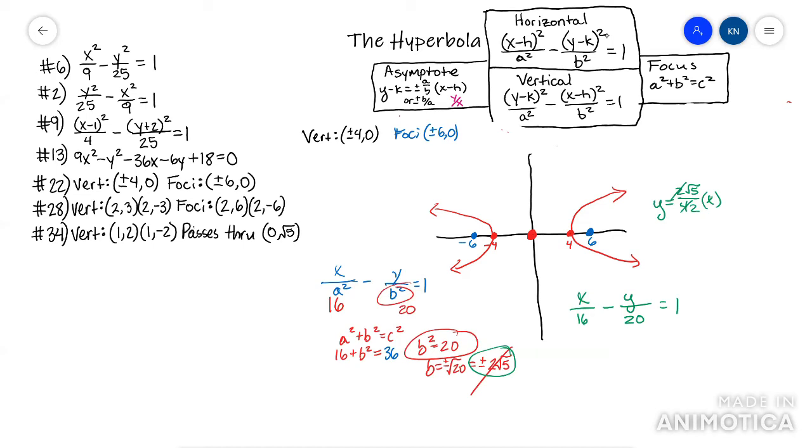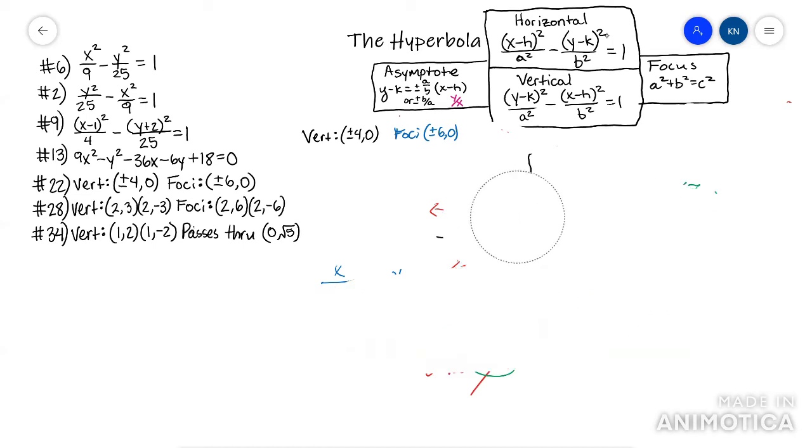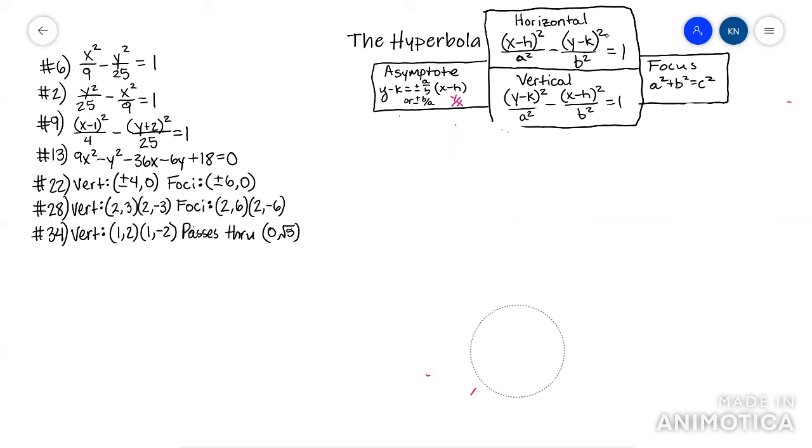Let's keep moving. 28. Okay, this time they're going to give me a vertice and foci just like normal, or just like I just did, I mean. But this time the center is not going to be at 0, 0. So let's see what this looks like.